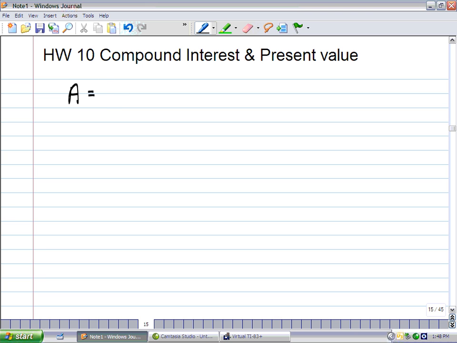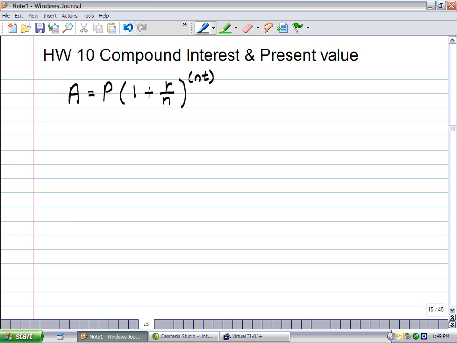So we have a different formula for it, which is a little more complicated. The amount we end up with is equal to the principal, or the present amount of money we have, times 1 plus R divided by N. R is the annual percentage rate as a decimal. N is the number of compoundings per year.